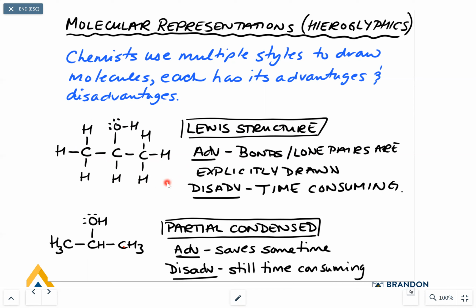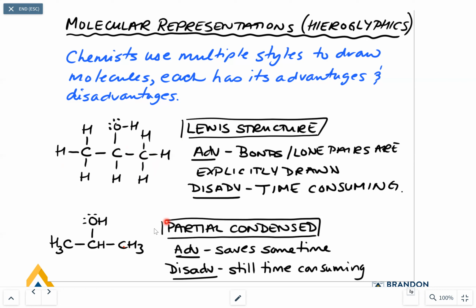The main disadvantage to Lewis structures, and why we've come up with other ways of drawing stuff, is that this is time consuming and it takes up a lot of space. This molecule takes up a lot of space, and particularly when we get into more complex molecules, drawing Lewis structures just becomes too much work.